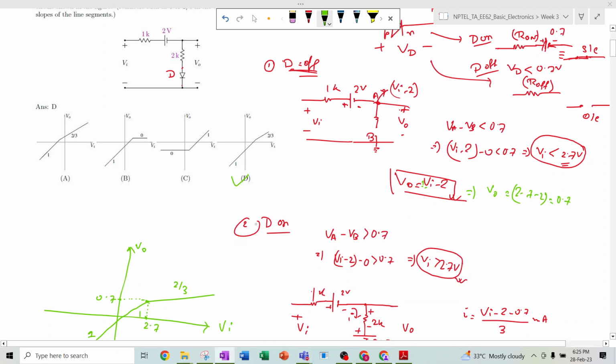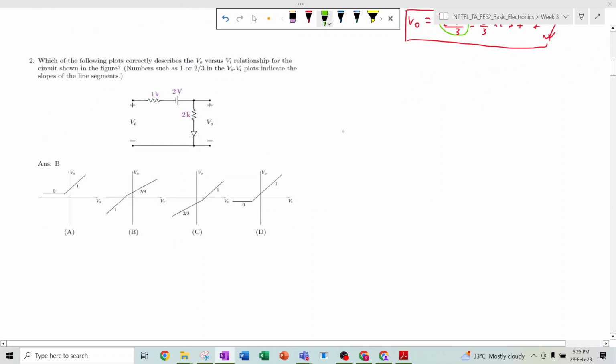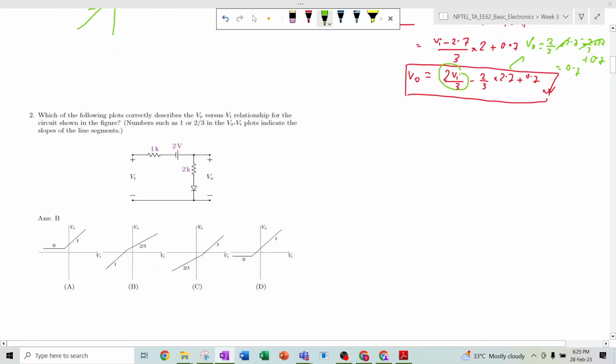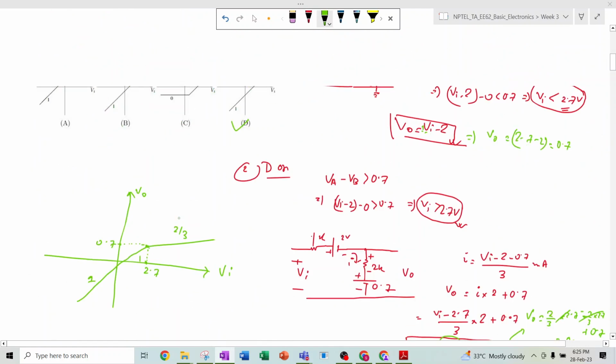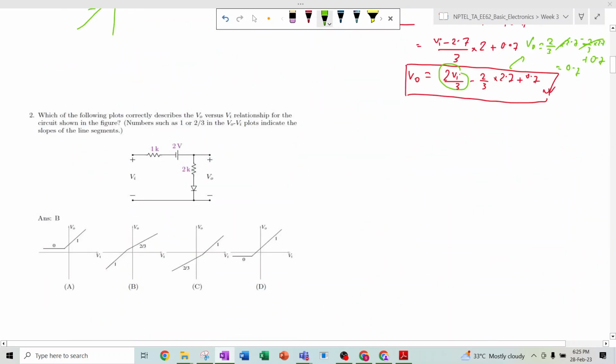Okay, fine. I'm moving forward to the next question. Compared to the previous question, the direction of the 2 volt source is opposite. Here this side is plus and this side is minus, and here this side is negative and this side is positive. So I will solve the question again using this condition.